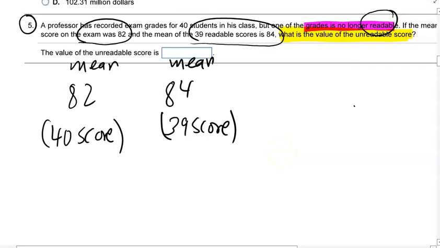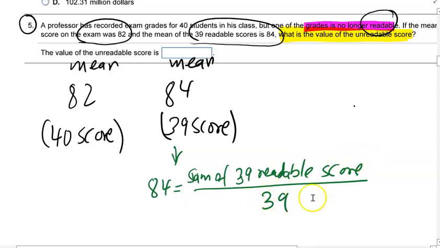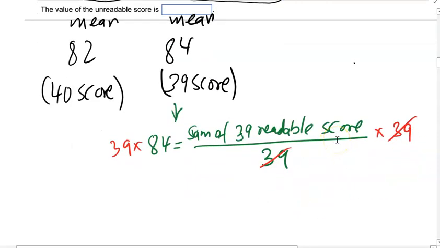And let's think about this mean. 84, the mean, equals the sum of what? The sum of the 39 readable scores divided by 39. Correct? That's how you find the mean. The sum of the 39 readable scores divided by 39 is 84, which is the mean of those 39 scores. If you multiply both sides by 39, what happens? You'll find the sum of the 39 readable scores.